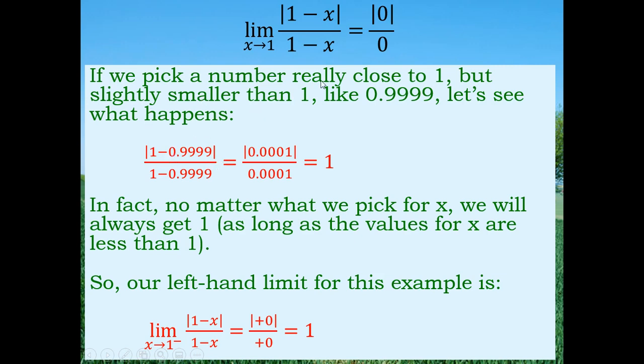If we use a number like 0.9999, we have the absolute value of 1 minus 0.9999, divided by 1 minus 0.9999, which is 0.0001. That definitely equals 1. In fact, no matter what we pick for x, we will always get 1 as long as x is less than 1. So our left-hand limit as we approach from the left-hand side is equal to 1.